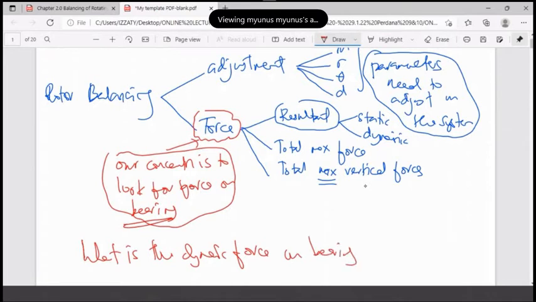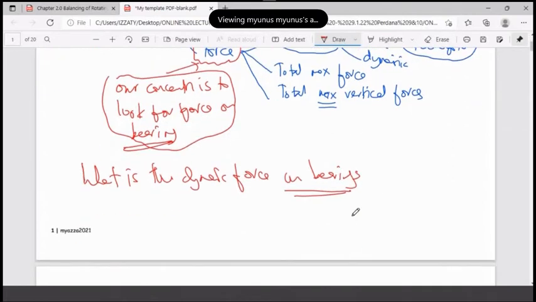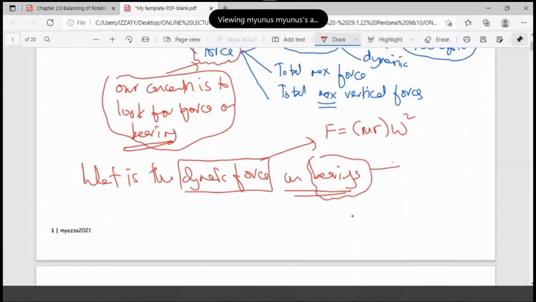Sometimes we say in bearing, sometimes on bearing, it doesn't matter, because we are not talking about grammar here. On bearing, because we have so many bearings. So what is the dynamic force? First, let us define it. The dynamic force is basically any force that makes your equation mr omega square. On bearing means it is the effect of the applied force. Remember, we learned this one in gyroscopics.